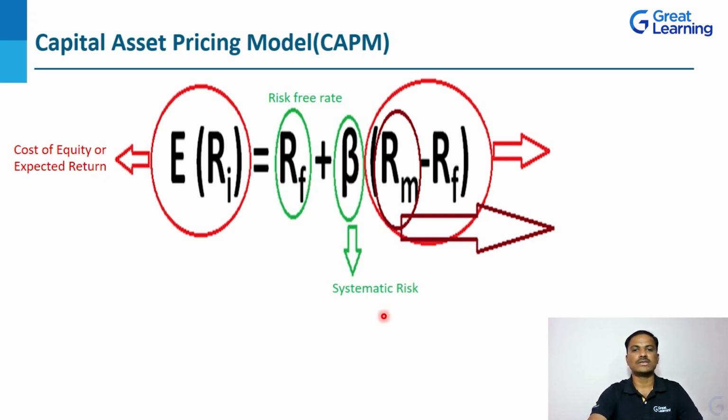What is beta? This is a measurement of systematic risk. And RM minus RF. So what is RM? RM is market return and RF is the risk-free rate. So RM minus RF is one component, that is market return. This is the formula we are going to use for the calculation of expected return or cost of equity according to the capital asset pricing model. This is the risk premium. So RM minus RF is the risk premium and RM is market return.